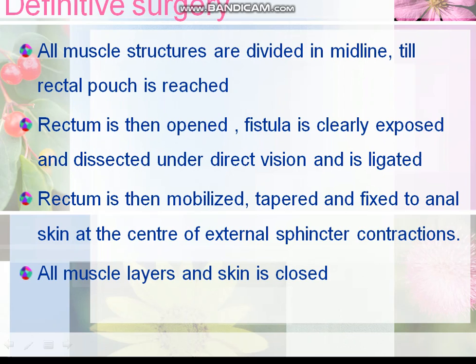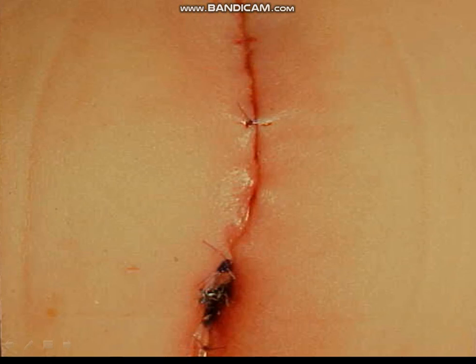That is, the rectum is brought from the abnormal position to the normal position. The rectum is mobilized, tapered and fixed to the anal skin at the center of the anal sphincter. Once this is done, a new rectum is created and then you can close all the muscle layers and the skin. So this is how we do a definitive surgery.